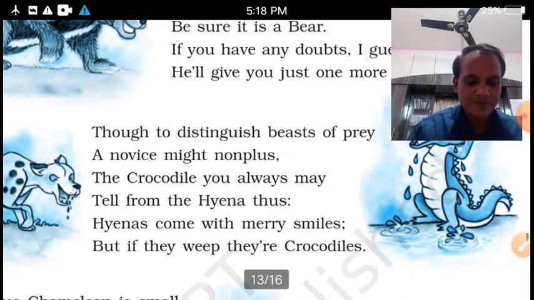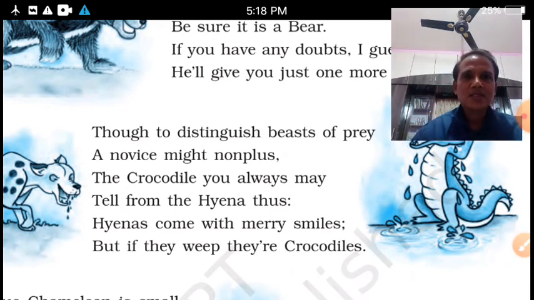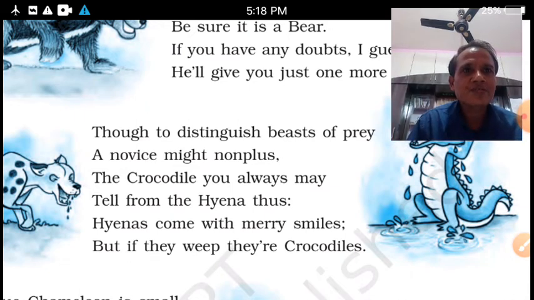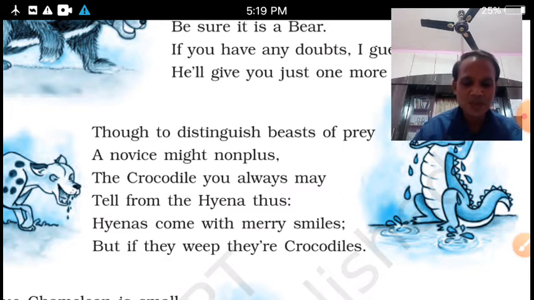Stanza number 5, in which poet said that, though to distinguish beast of prey, a novice might nonplus, the crocodile you always may tell from the hyena thus. Hyenas come with merry smiles, but if they weep, they are crocodiles. The poet has described two animals in this stanza. One is hyena and the another one is crocodile.